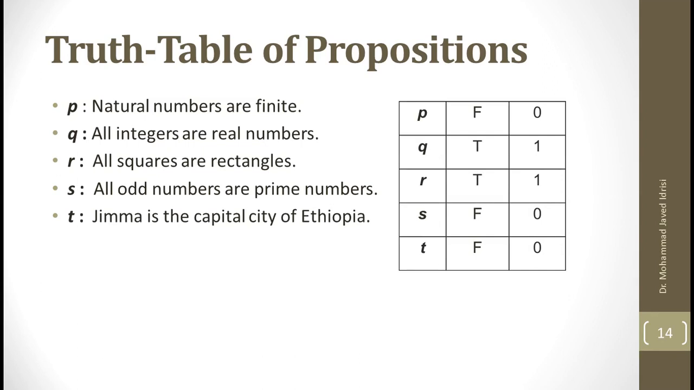So in table form, we will write for proposition P, we will write capital F in front of it because proposition P is false and its mathematical value is 0. Q and R are true propositions, so we will write T in front of Q and R and their mathematical value is 1. Similarly, S and T are false, so their mathematical value is 0.